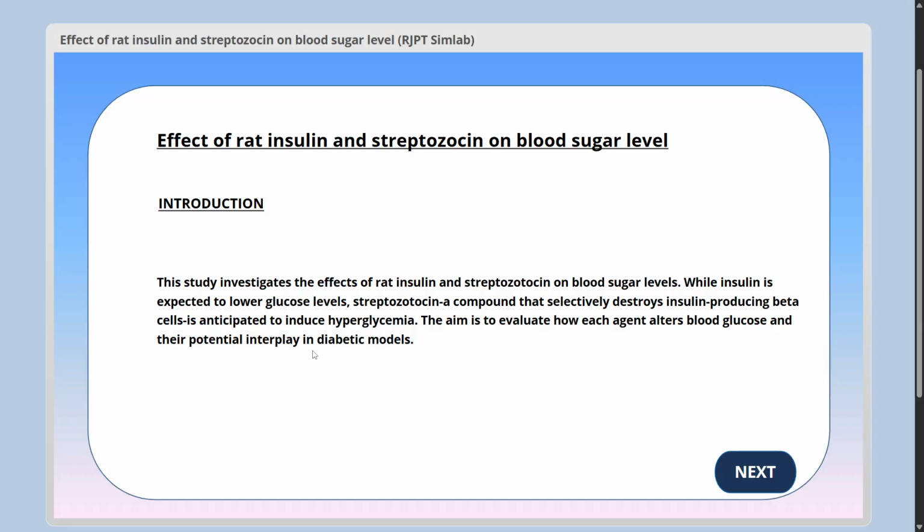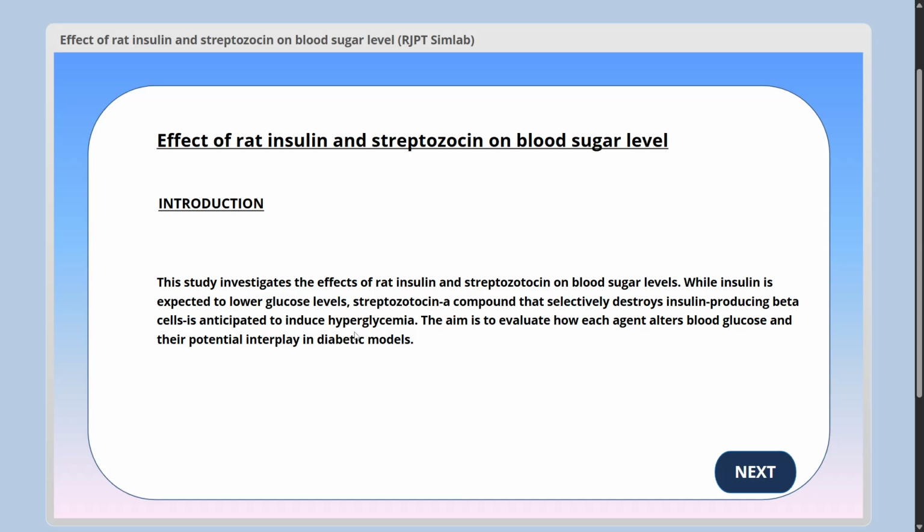The aim is to evaluate how each agent alters blood glucose and their potential interplay in diabetic models. The paragraph says that this study is about the effect of insulin on rats and the effect of streptozocin on the rat's blood sugar levels. We know that insulin lowers the blood sugar level and blood glucose level. And streptozocin is a drug which destroys the insulin producing beta cells and is then anticipated to induce hyperglycemia.